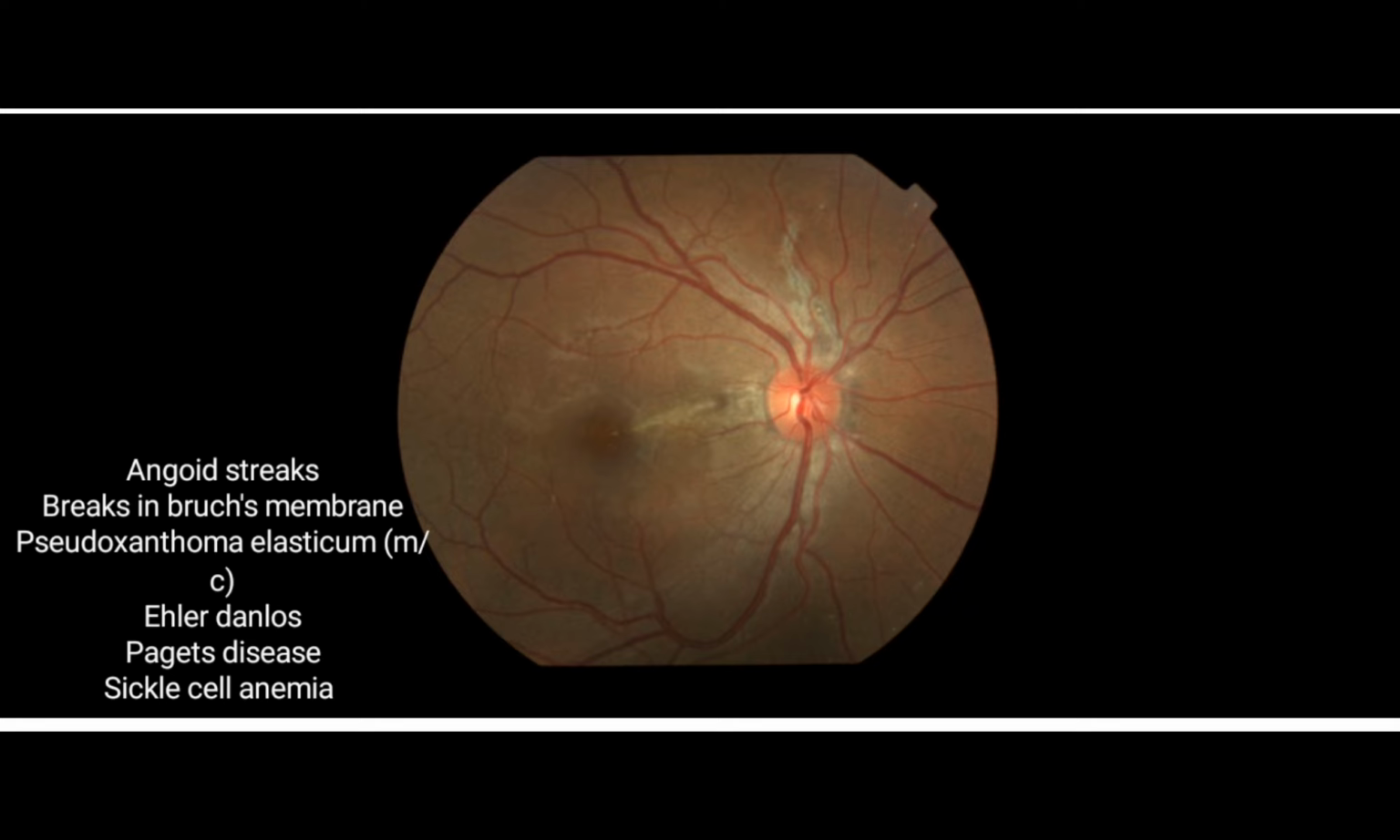Angioid streaks are seen in which diseases? Most common is pseudoxanthoma elasticum. Then the next one is Ehlers-Danlos, linked with collagen and the soft connective tissues. Paget's disease is linked with the bone, and then sickle cell anemia.